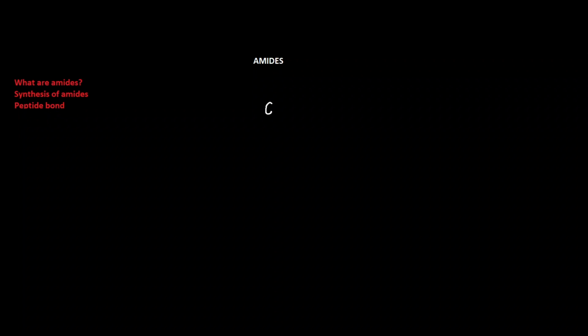Now the carbonyl group is a carbon atom bonded to an oxygen atom by a double bond. Now in an amide, this carbonyl group is bonded to a nitrogen atom in this manner. Okay, now of course they form a homologous series of compounds, but this video is simply a brief introduction into amides. So let's take a look at the synthesis of amides.